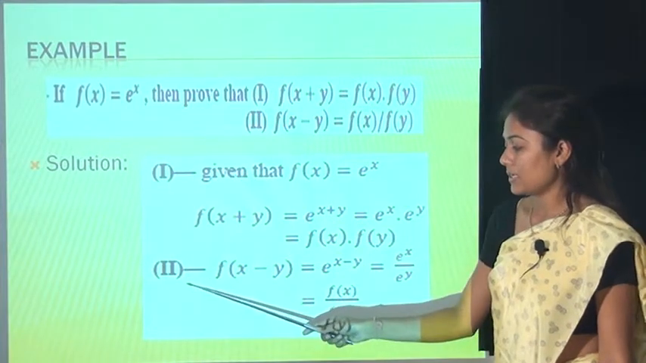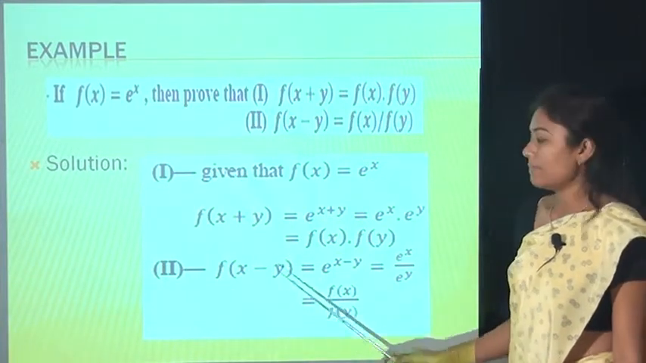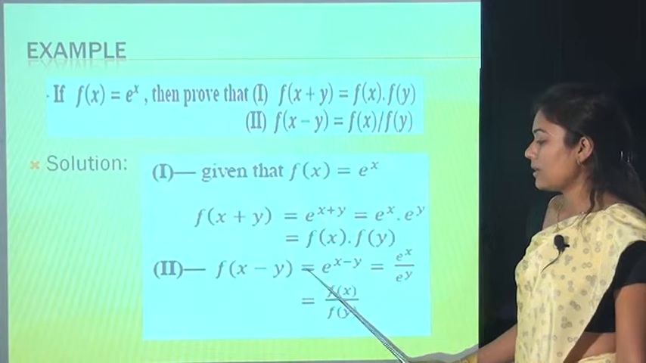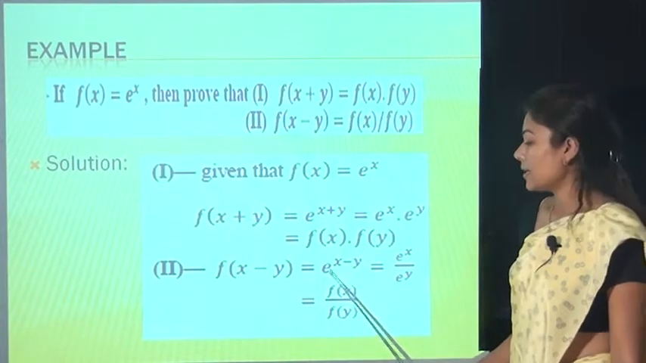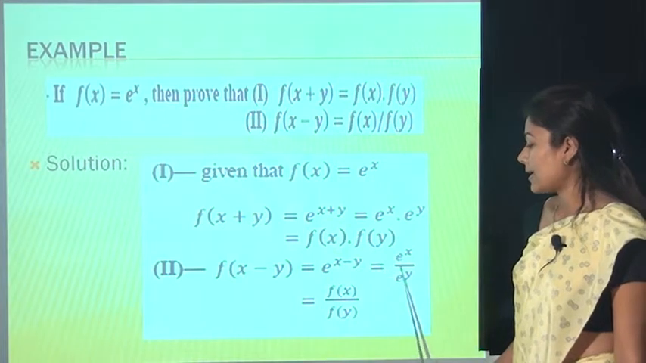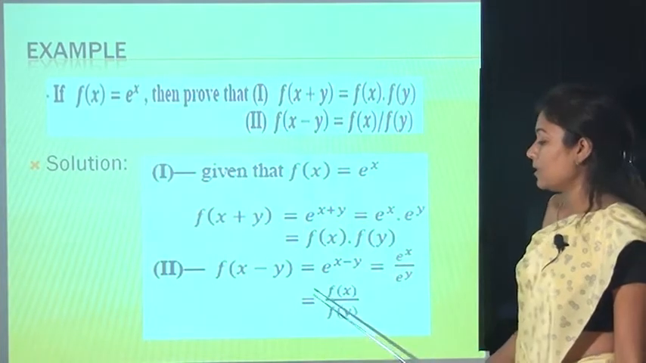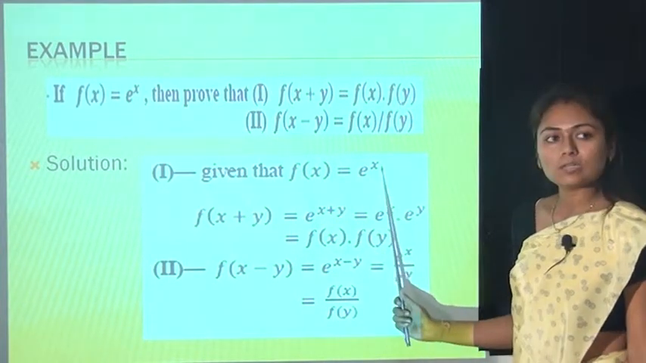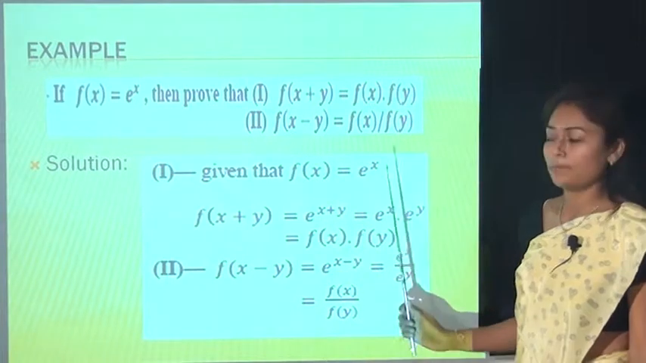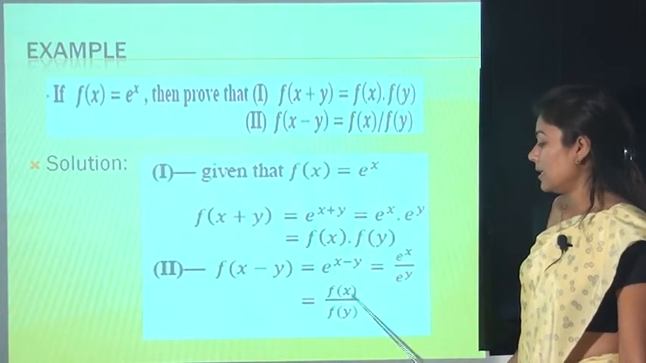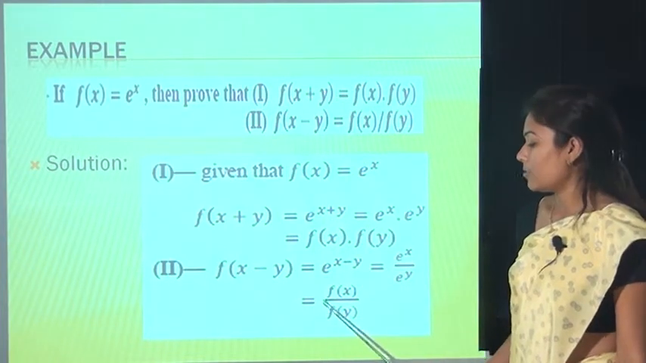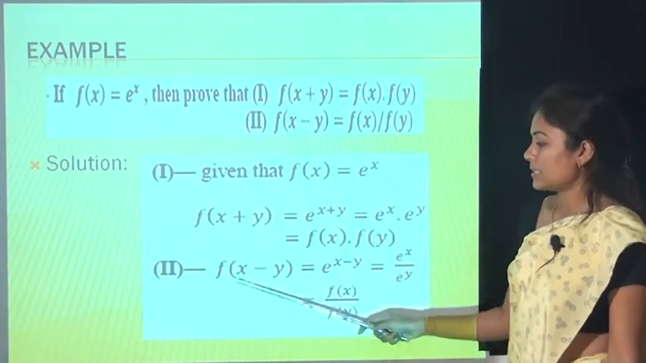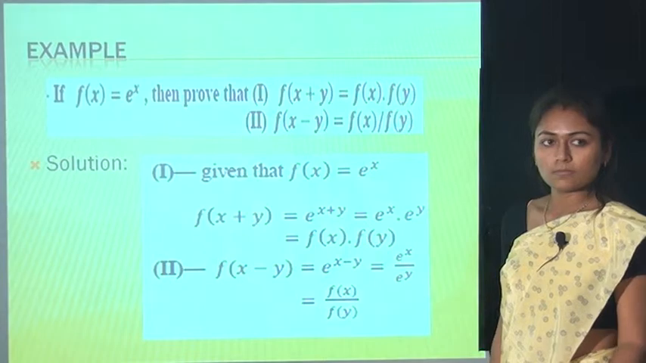Now to prove the second statement, f of x minus y. That means replace x by x minus y in the definition of f of x. It is equal to e raised to x minus y. Now you can write e raised to x minus y as e raised to x upon e raised to y. Now, as discussed, if f of x equals e raised to x, then f of y is equal to e raised to y. Therefore it becomes f of x upon f of y. Hence our second statement is also proved. LHS is equal to RHS. Thank you.